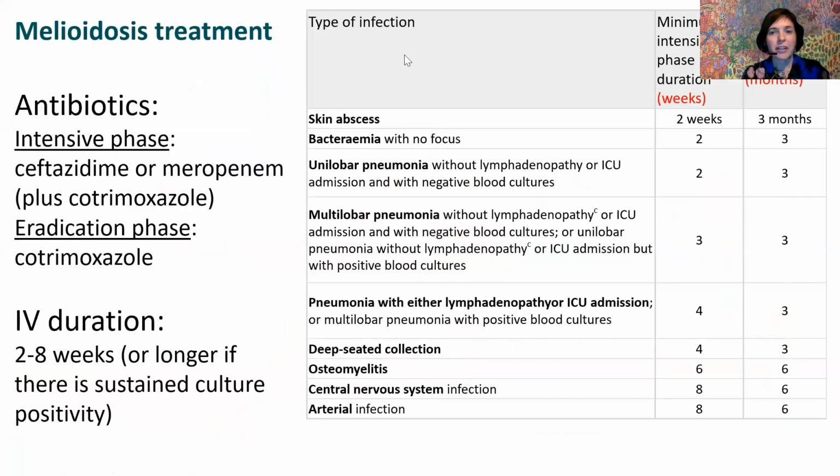So how do you treat it? Firstly, the antibiotic treatment we tend to divide into an intensive phase and then an eradication phase. The duration really depends on the type of presentation, whether it's a simple skin presentation without bacteremia and without much severity, in which case you can get away with 2 weeks of an initial intensive phase followed by 3 months eradication, through to deep-seated bone and joint, CNS, arterial infections, for instance, where you really are needing much longer durations of the intensive phase intravenously.